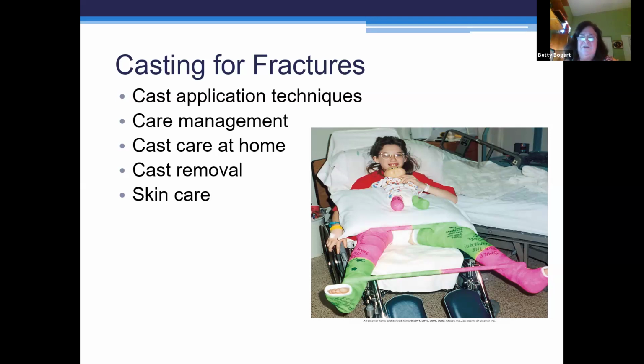Now, how do you take care of casts at home? Well, we've done a discussion question. It talks about casting. It talks about nothing inside, no powders, no lotions. Don't stick anything down in there because it could cause scratching, it could cause sores, and it could cause a lot of infection. Another thing we don't think about is getting it wet.